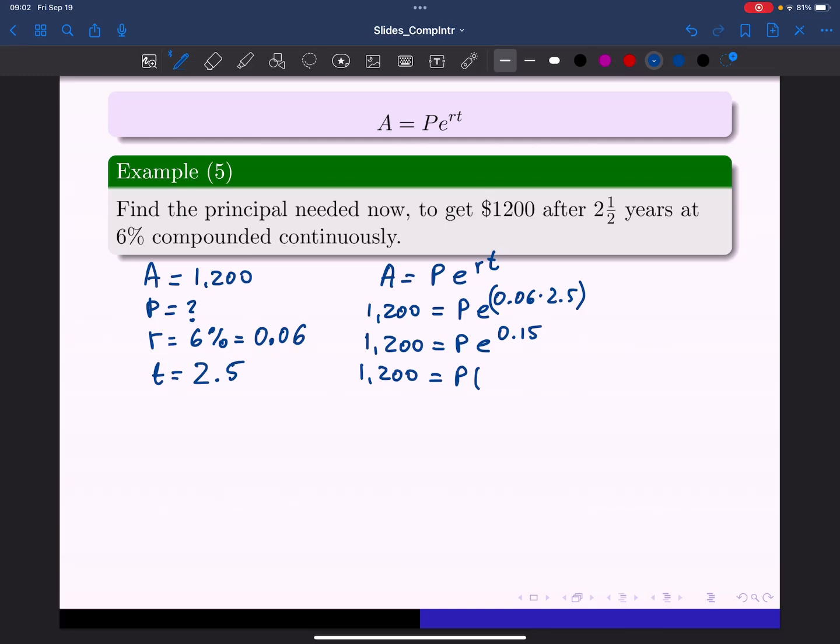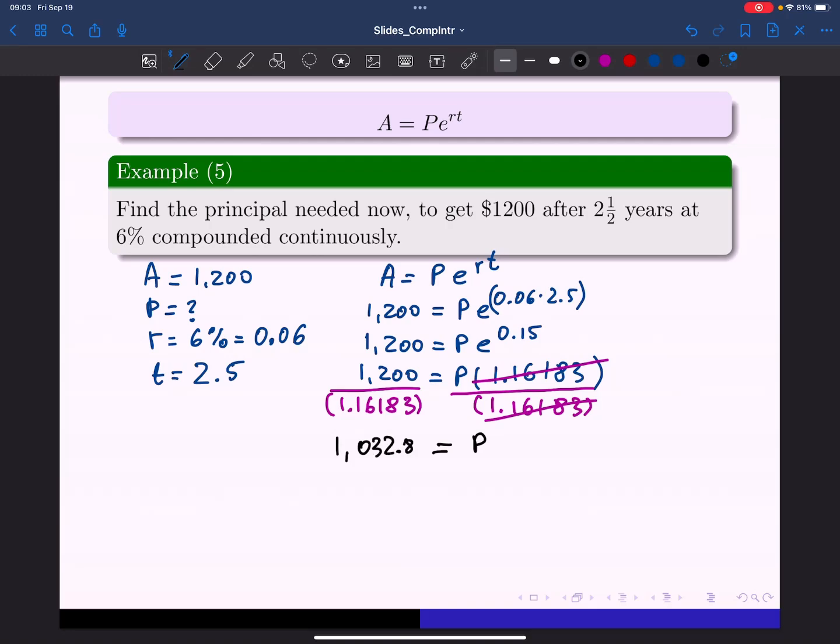When I multiply this out, I'm getting 1.16183. So then to isolate for P, we would divide by 1.16183, divide by 1.16183. This and this cancel out. So we have P is equal to 1,032 and 85 cents. So the principal should be 1,032 and 85 cents.